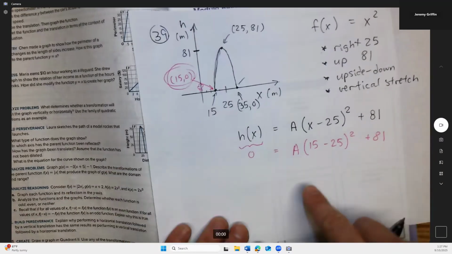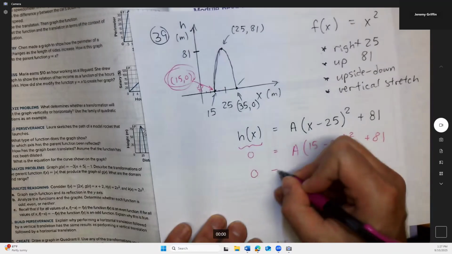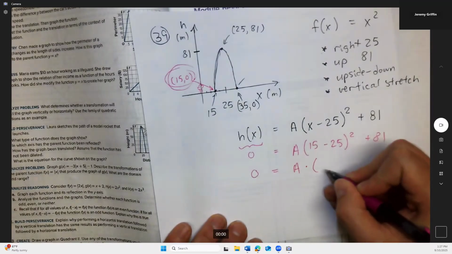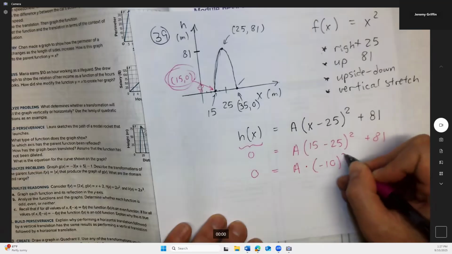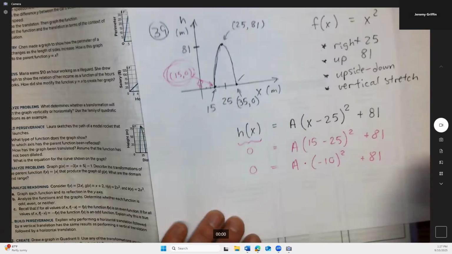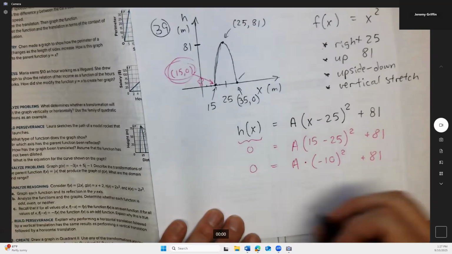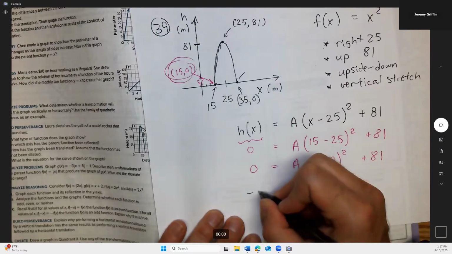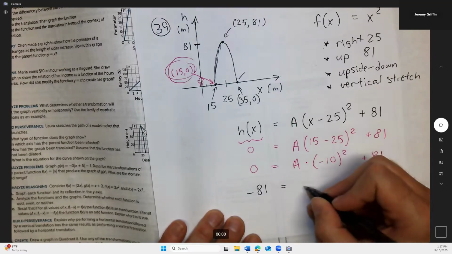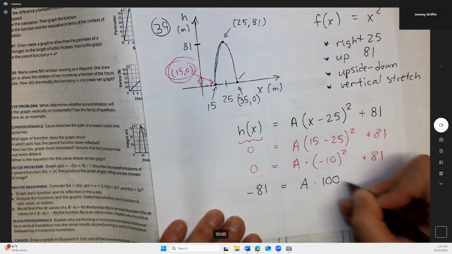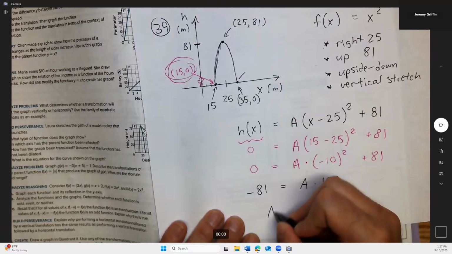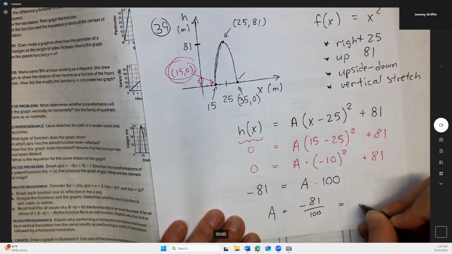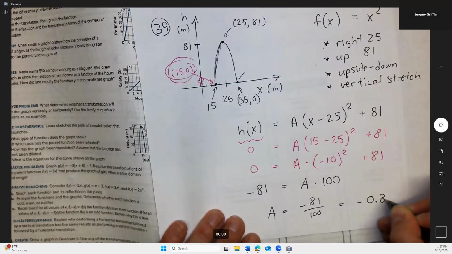So let's finish solving this up. 0 equals a times, effectively negative 10 squared, which is 100, and then plus 81. Finish this out here. If I subtract the 81 over, that's negative 81 equals a times 100, and then divide both sides by 100. So a ends up being negative 81 over 100, or if you like, negative 0.81.